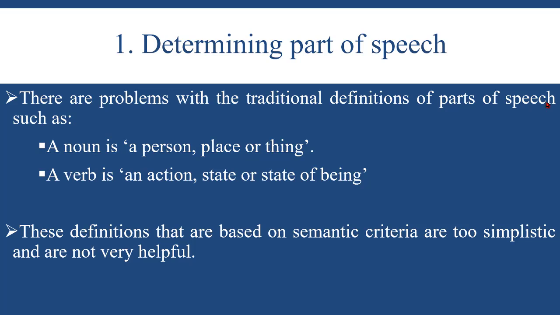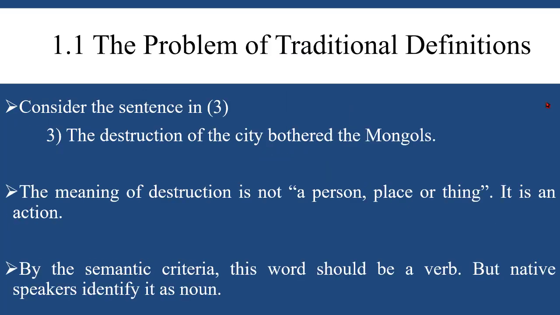These definitions that are based on semantic criteria are too simplistic and not very helpful. Why? Consider this sentence in 3. The destruction of the city bothered the Mongols. The meaning of destruction here is not a person or place or thing. It is an action. So based on the semantic criteria, this word should be a verb, but native speakers identify it as a noun.